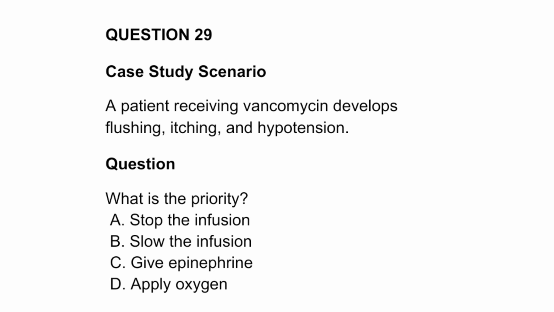Question 29. Case study scenario. A patient receiving vancomycin develops flushing, itching, and hypotension. Question: what is the priority? A. Stop the infusion. B. Slow the infusion. C. Give epinephrine. D. Apply oxygen.